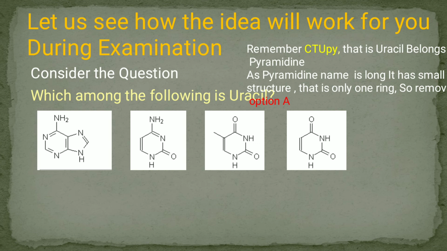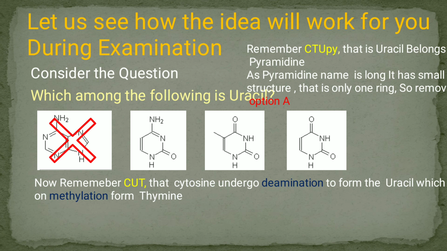The second thing is, we know that as the pyrimidine name is long, only a single ring will be there. So as a result, we can just avoid option A. So option A is wrong. Now the third thing is, remember CUT. That means cytosine is converted to uracil and uracil is then converted into thymine. Cytosine is converted to uracil by the process of deamination and uracil is converted to thymine by the process of methylation. So we can see that cytosine contains an amino group because deamination is happening to that molecule, and thymine contains a methyl group because it is a methylated product of uracil.